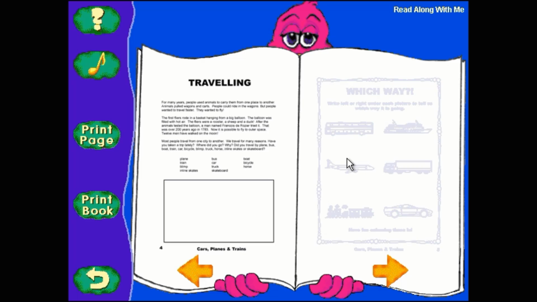Now it's possible to fly to outer space. 12 men have walked on the moon. Most people travel from one city to another. We travel for many reasons. Have you taken a trip lately? Where did you go? Why? Did you travel by plane, bus, boat, train, car, bicycle, blimp, truck, horse?